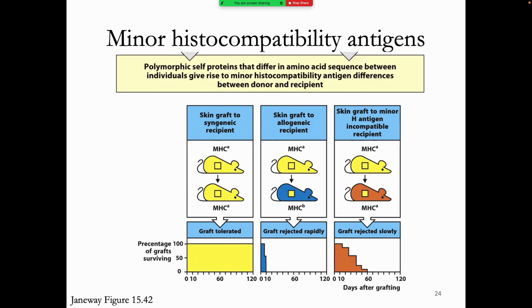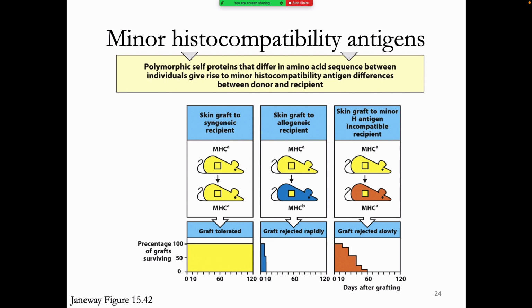And you can see this here as well. Here we can see a situation where we have mice with a major histocompatibility mismatch. So we've got a mouse of MHC type A. We're giving its skin to a mouse of MHC type B. We can see that that graft is rejected within about 10 days.